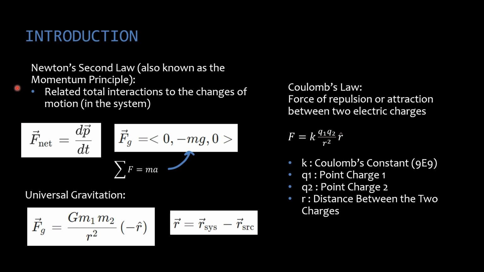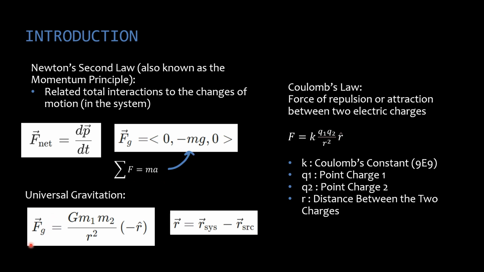Now, as a little introduction, Newton's second law, also known as the momentum principle, relates the total interactions to the changes of motion in the system. This is represented by this equation right here, F net equals dp over dt. It also relates to the force of gravity, which only acts in the y direction as seen right here, and it's F equals ma, or in gravity's case, negative mg.